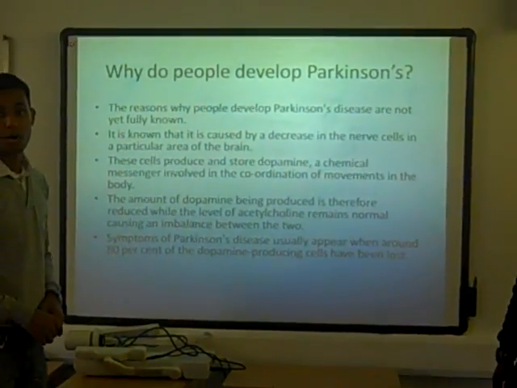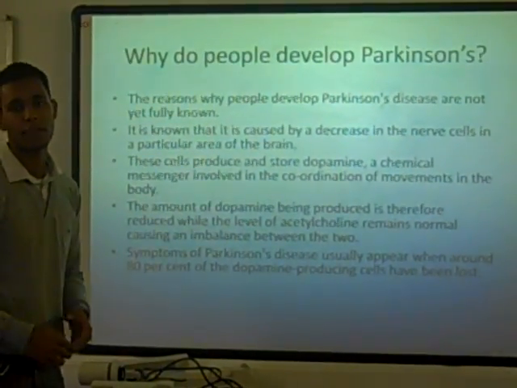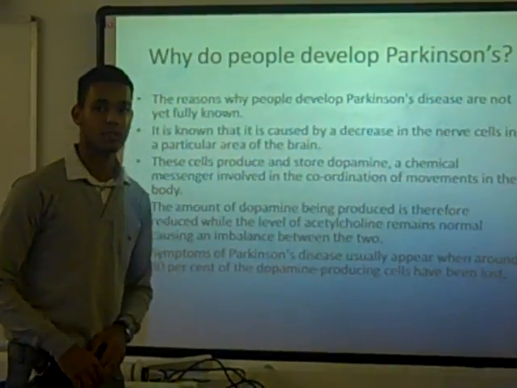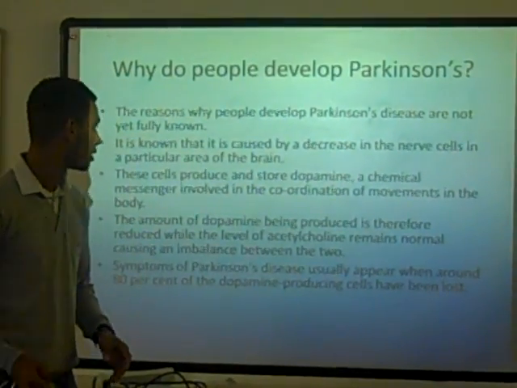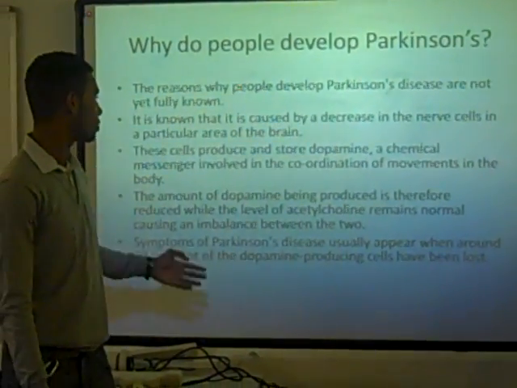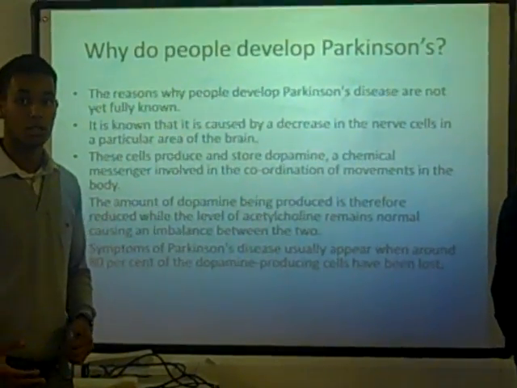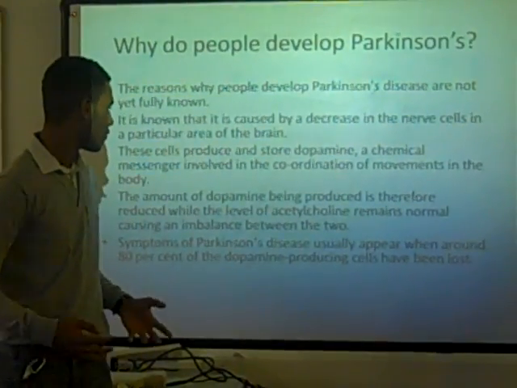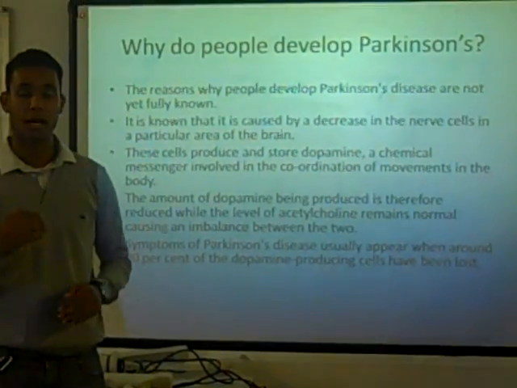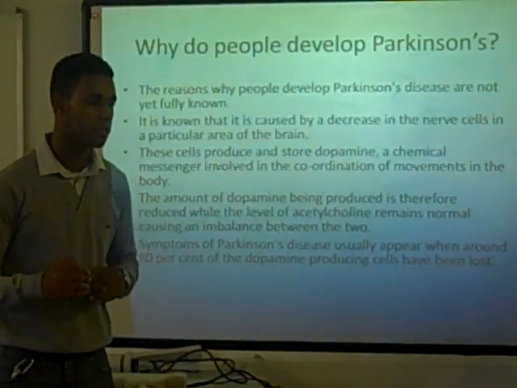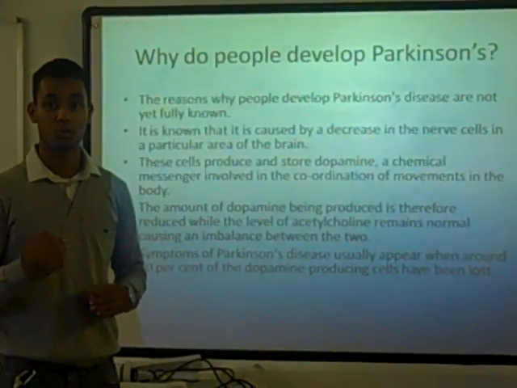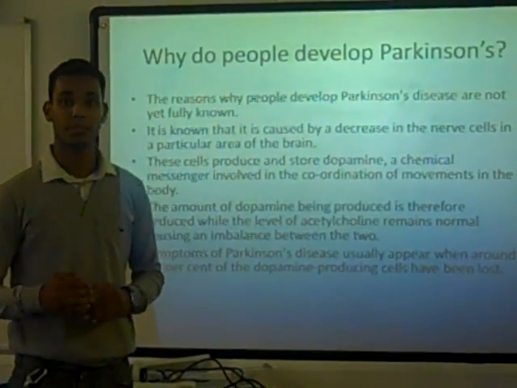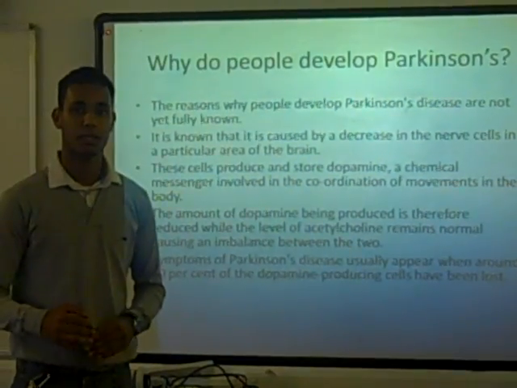So, why do people develop Parkinson's disease? Well, it is not yet fully known how Parkinson's disease develops. What is known is that it's caused by a decrease in nerve cells in a certain area of the brain. Now, these cells produce and store dopamine, which is a chemical messenger involved in coordination and movement in the body. The amount of dopamine produced is therefore lowered, while the amount of acetylcholine remains the same. This means that there is an imbalance formed between the two, which can cause serious problems. Symptoms of Parkinson's disease usually appear when around 80% of the dopamine-producing cells have been lost in the body.